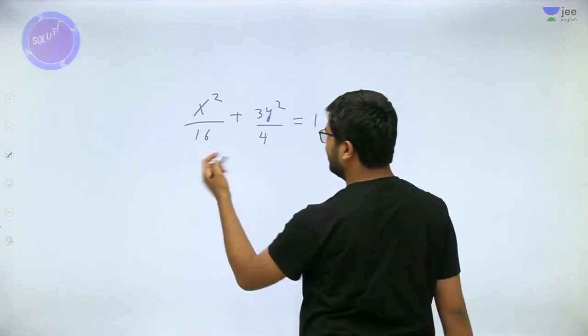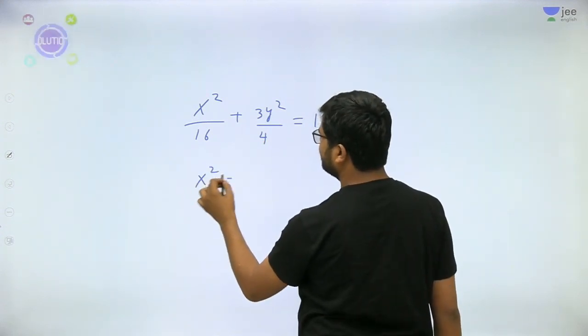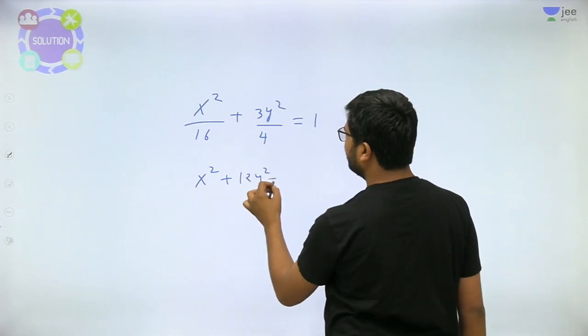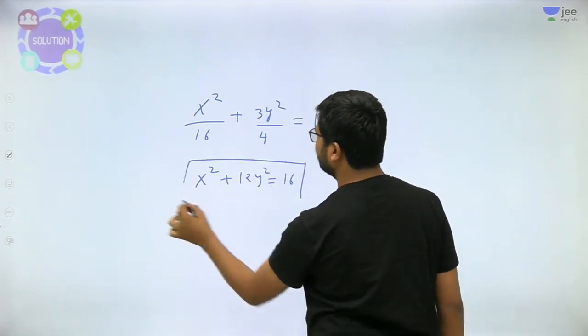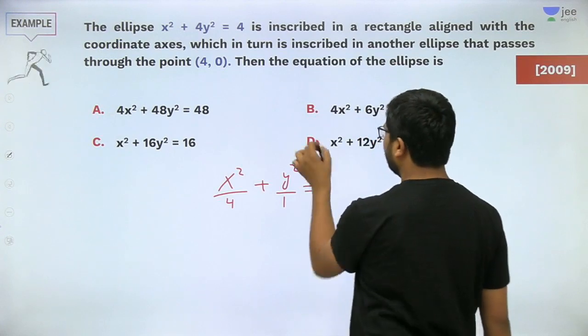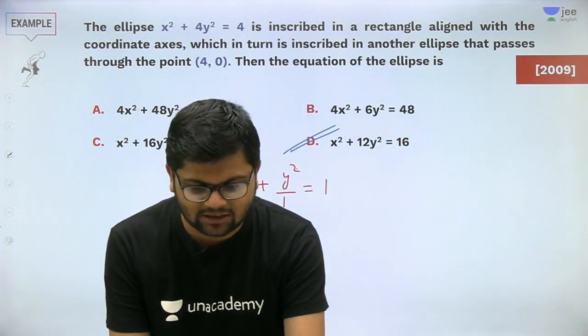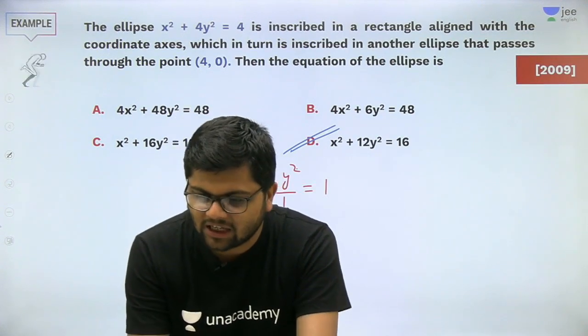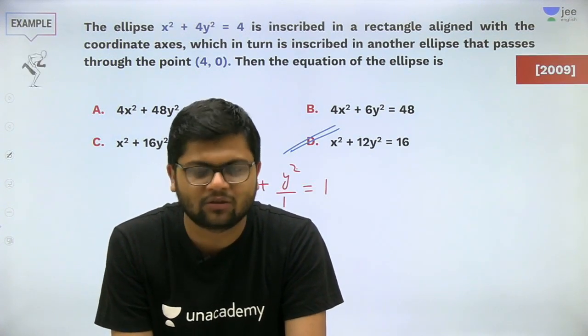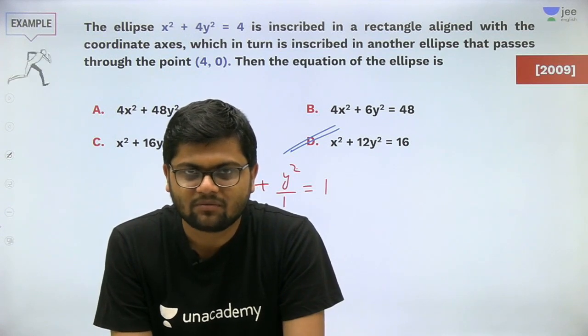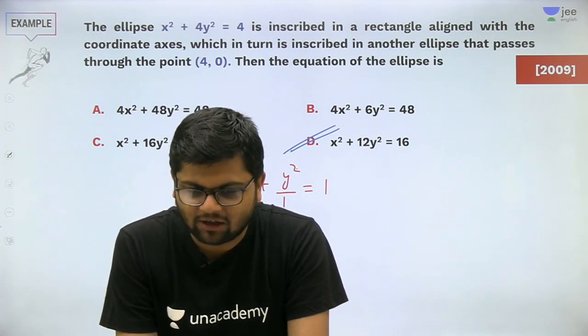Take 16 as LCM, it will be x square plus 12 y square equal to 16. So that is the standard result of the ellipse, and it will come out to be D for Delhi. Getting my point? No, the answer is D for Delhi, not B for Bombay. Shalini, Ravi, the answer was B for Bombay, sorry, D for Delhi. Getting my point? Wonderful students, wonderful.